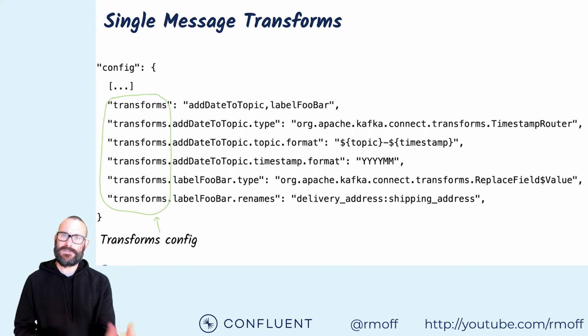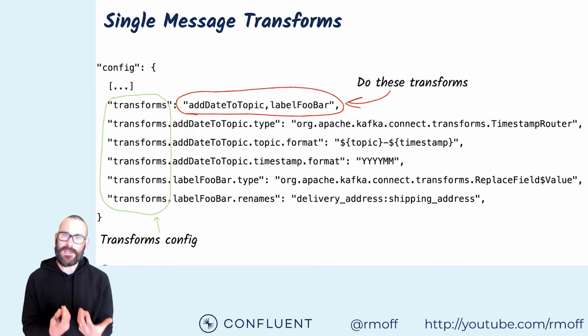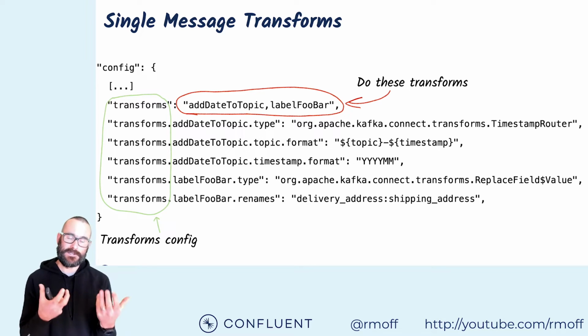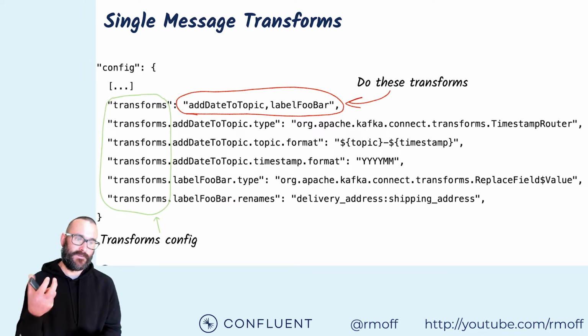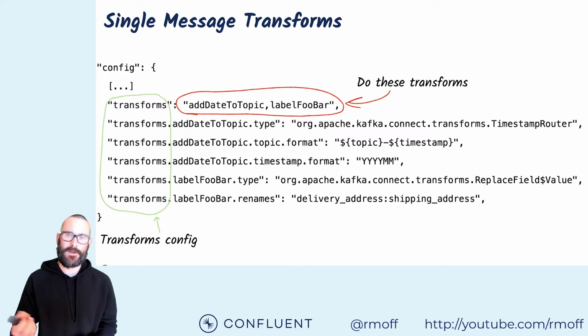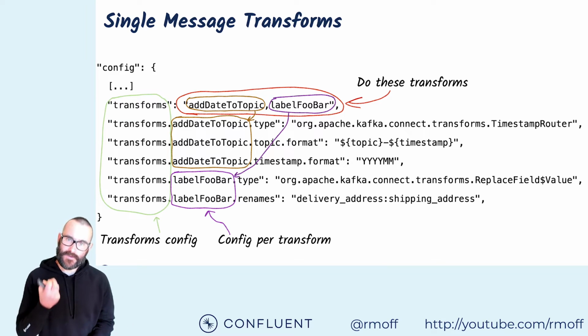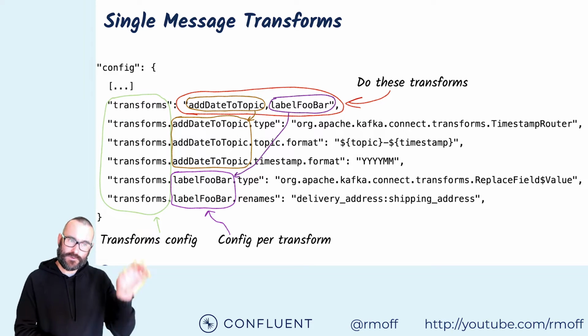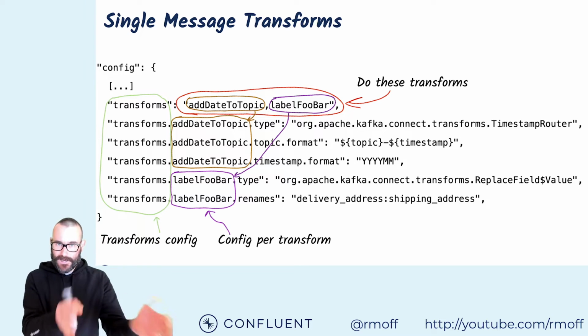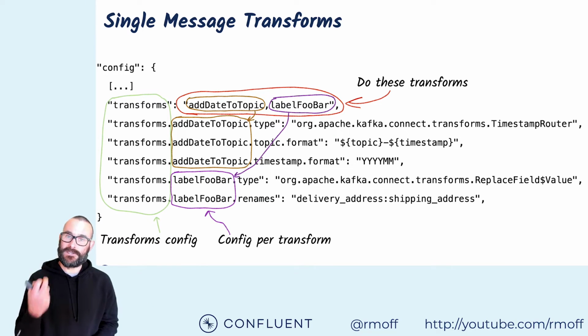We've got the transforms prefix, so that's the transformations, and then for each one we give them a label. So we say it's going to have a label foobar. Now foobar is a silly label to give because it tells us nothing about what it's going to do, but we've got two transformations with two different labels. Then for each transformation we've got transforms dot label as the prefix, and then each one's got a type, and then other configuration elements.